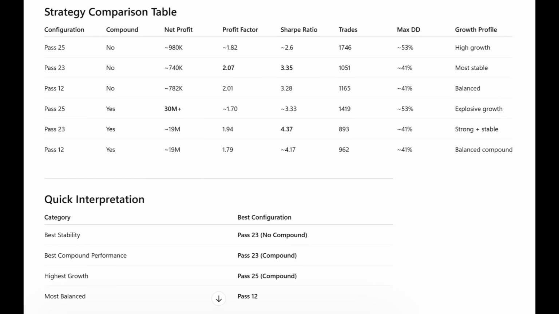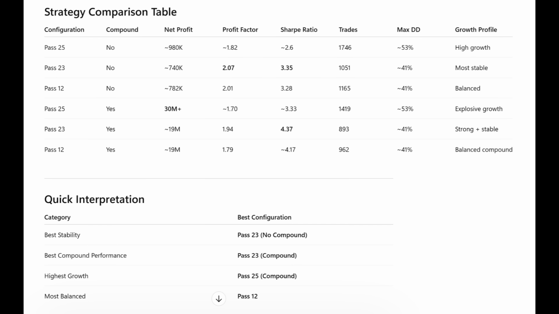Among the three configurations, Pass 23 stands out as the most balanced and robust strategy. It delivers strong performance without compounding and maintains stability even when capital scaling is applied. Pass 25, on the other hand, shows the highest growth potential, reaching extreme levels under compounding, but also carries the highest level of risk. Pass 12 sits in between, offering a reasonable balance without clearly outperforming the others.